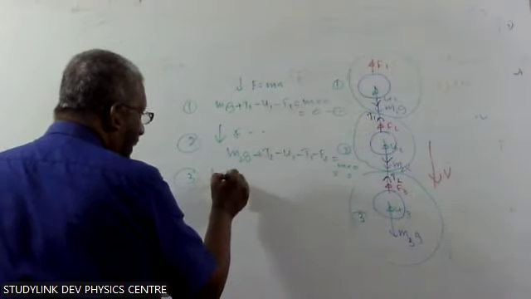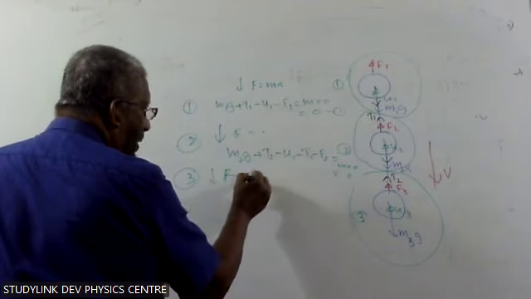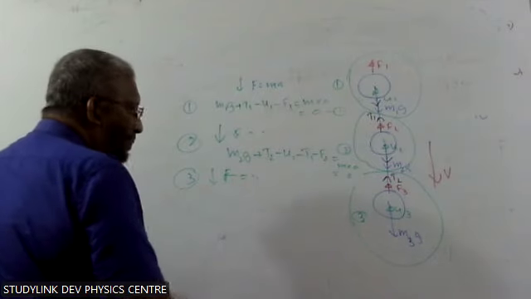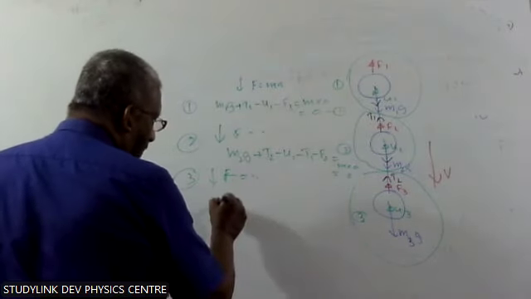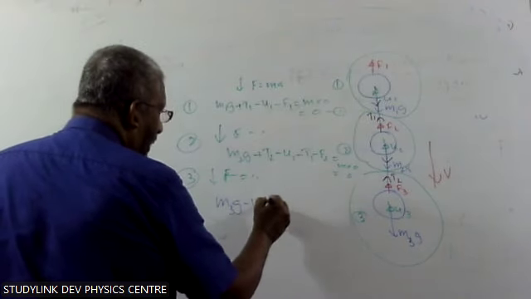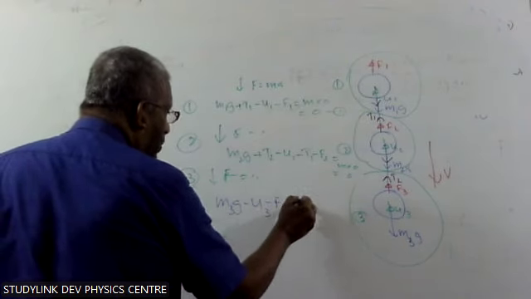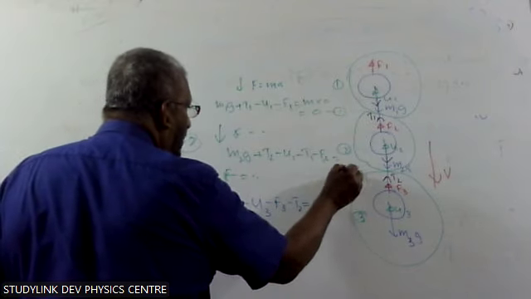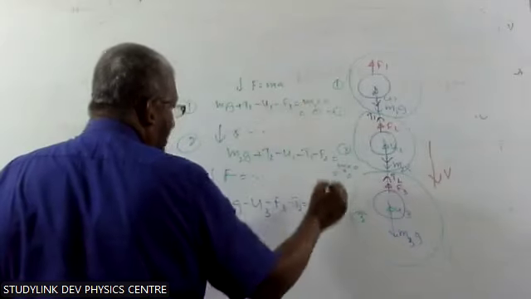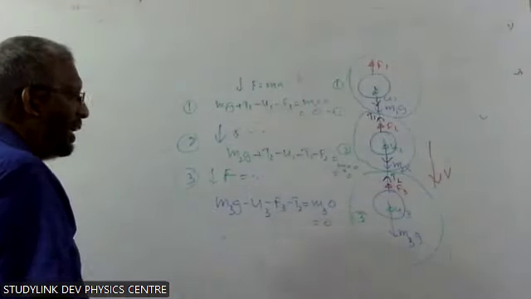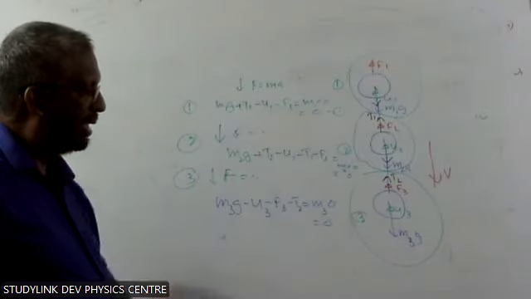Then downwards again, F equals MA. Then you are getting M3G minus U3 minus F3 minus T2 is equal to M3 into 0. This is M2. This is M1. But there is no need to consider that one. Then there are three equations.